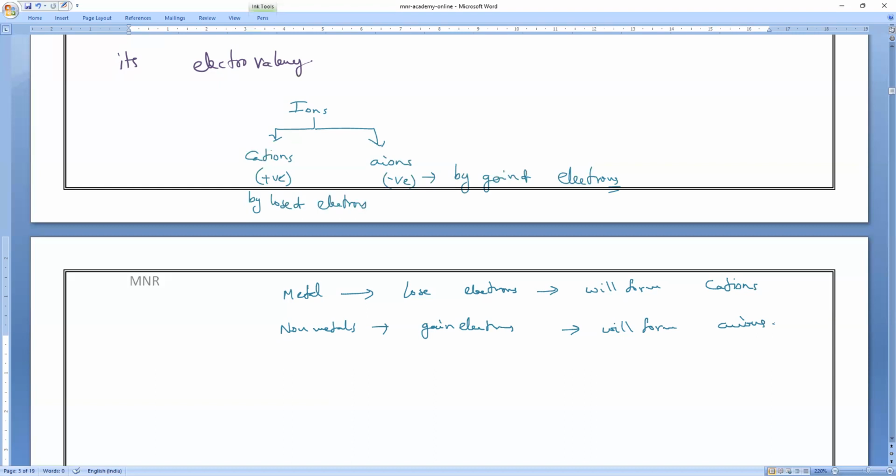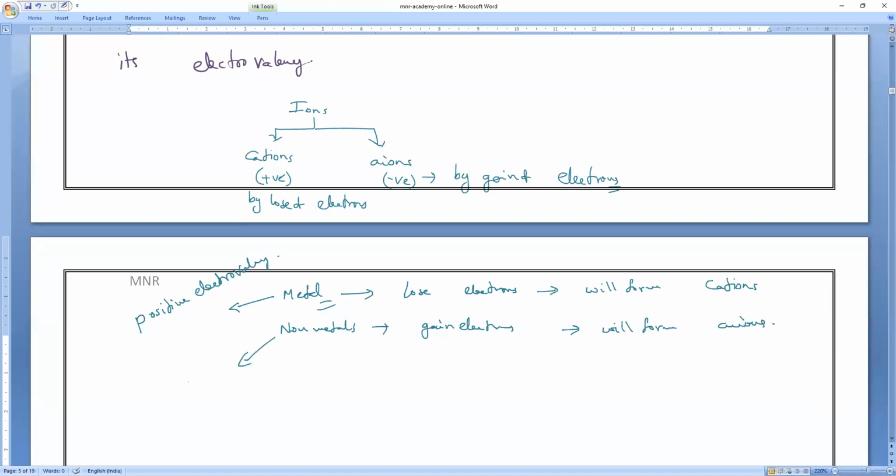Okay. So that is what. Now, whoever is going to donate the electrons, metals, note it, everybody. We are going to call them positive electrovalency. The electrovalency of a cation, we used to call it positive electrovalency.